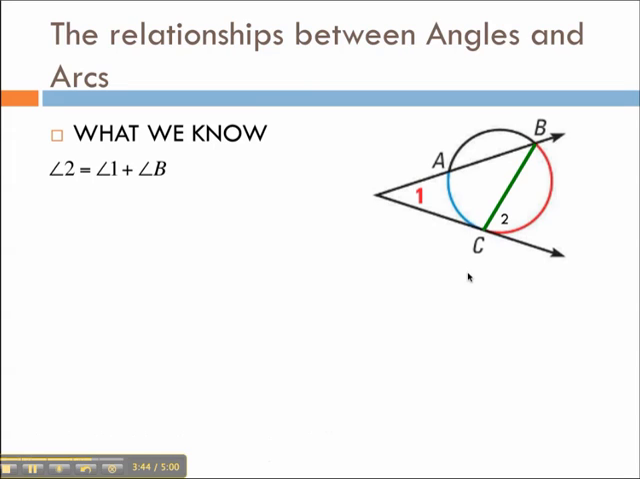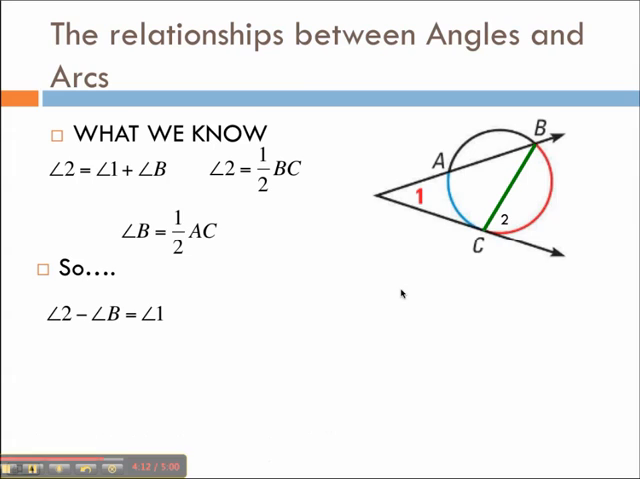Now, we know that angle 2, the exterior angle, is equal to the sum of the opposite interior angles. So angle 1 plus angle B is equal to angle 2. We also know that since angle 2's vertex is on the circle, it's equal to half of its intercepted arc, half of arc BC. And also, since angle B is an inscribed angle, we know it's half of its intercepted arc, AC. So let's substitute.